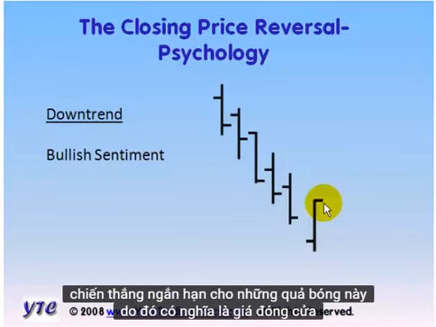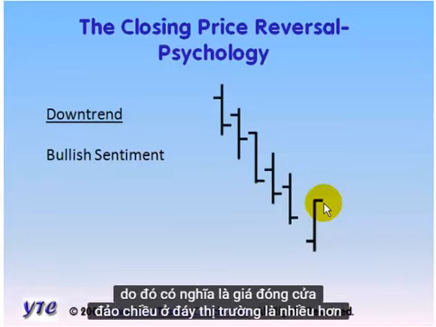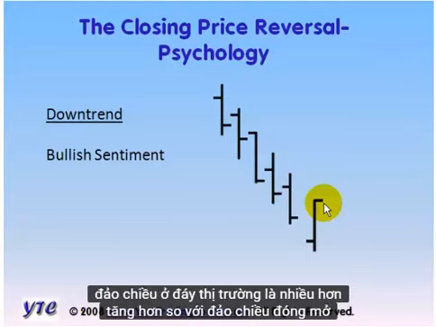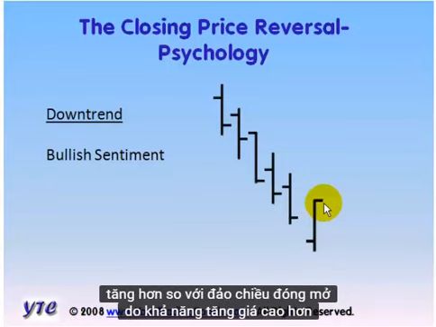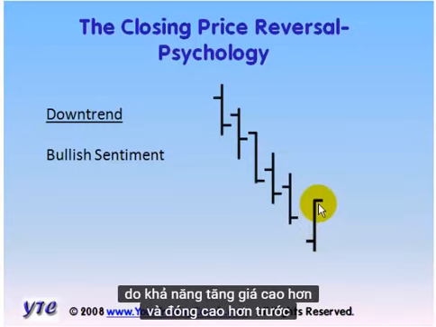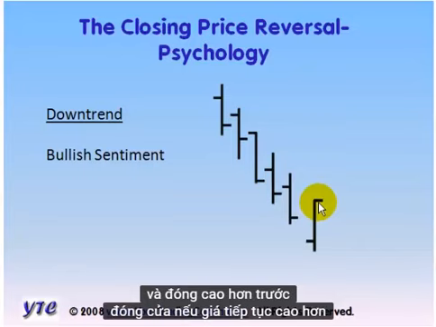This therefore means that the closing price reversal at a market bottom is more bullish than the open close reversal due to its ability to rally price higher and close higher than the previous close.